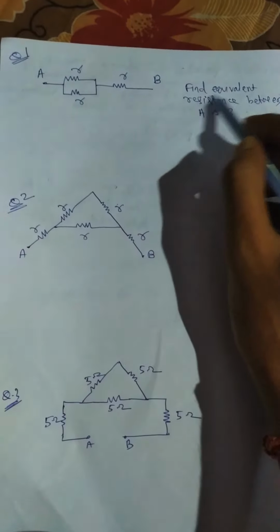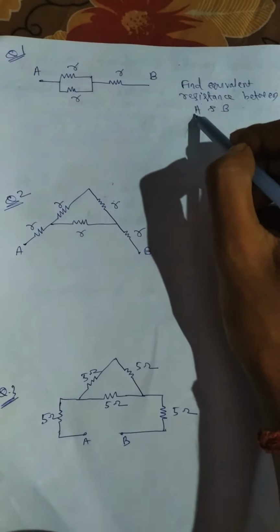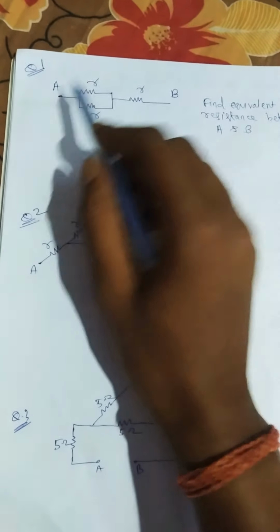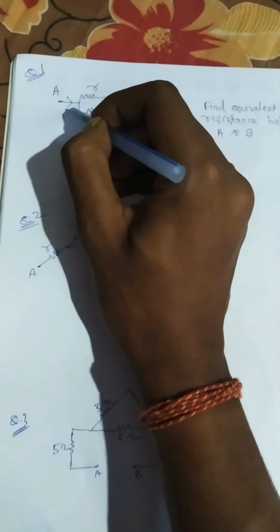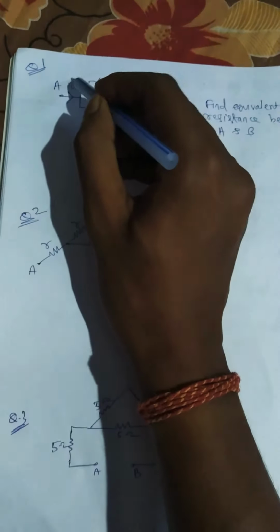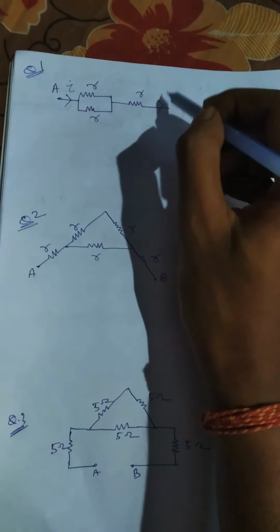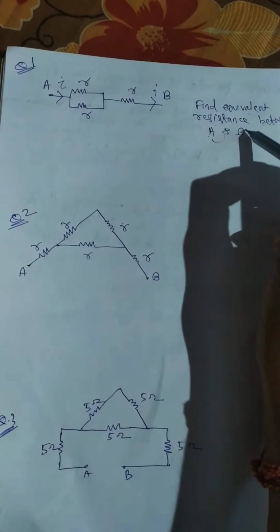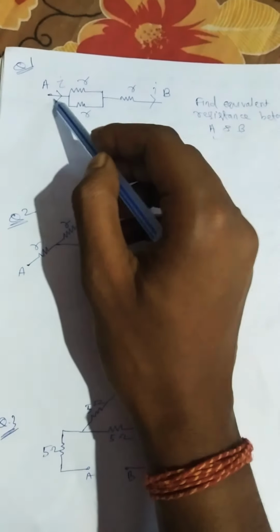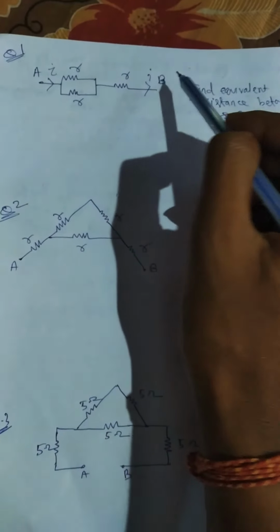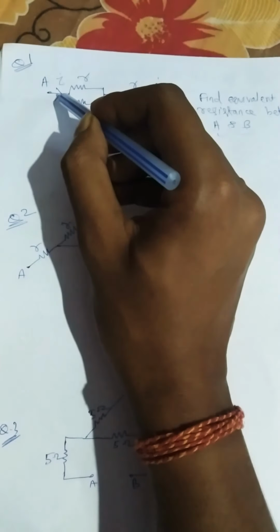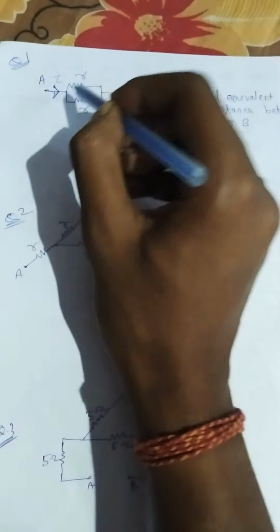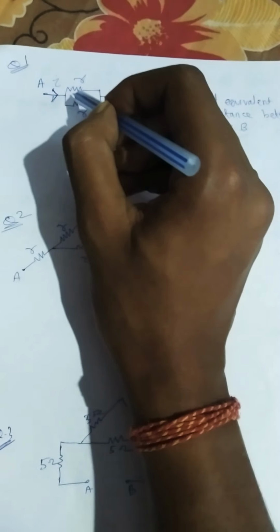The question is to find the equivalent resistance between A and B terminals. Finding the equivalent resistance between A and B means current starts from A and leaves on B. Here current I starts from the A terminal and there is a branch.